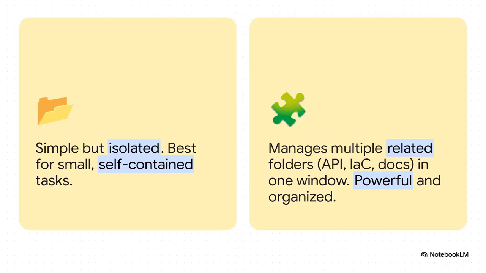And that really gets to the heart of it. A single folder project? Totally fine for a quick, isolated script. But everything stays separate. A multi-root workspace, on the other hand, lets you bring all the pieces of a modern MLOps project, your API code, your infrastructure as code, your documentation, and manage them all together in one window. It seems like a small change, but trust me, it's so much more powerful and organized.